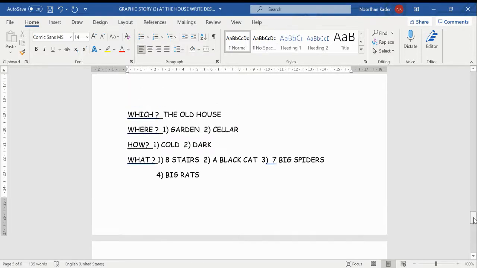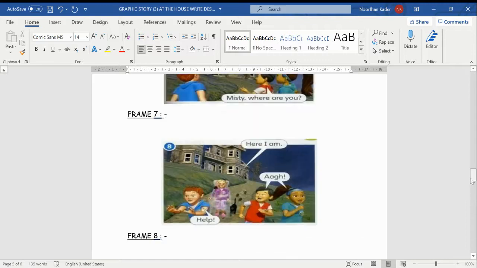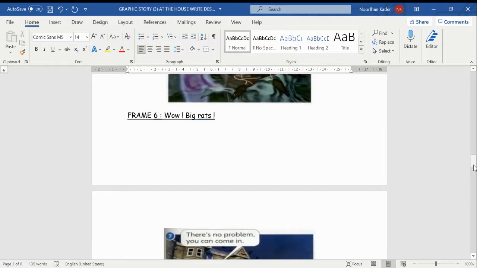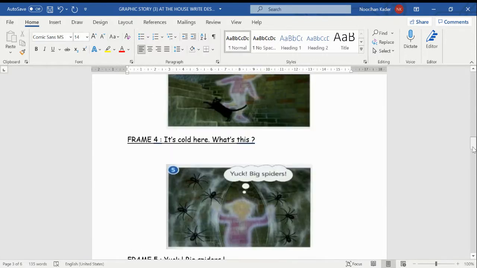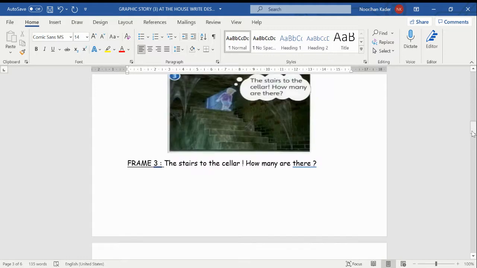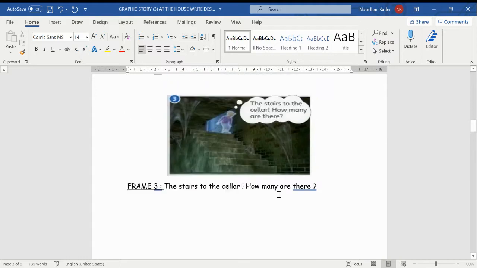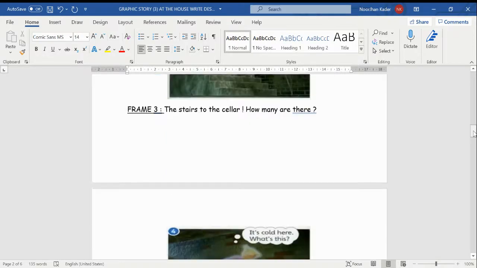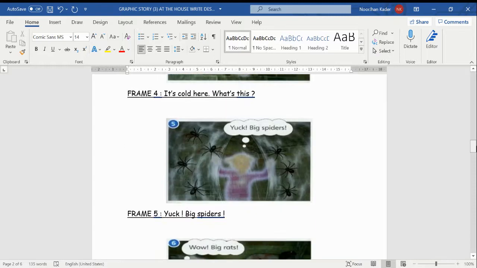Okay, anything else? Oh, I forgot something here. Just now, I did not finish up the big rats. But never mind, let's finish this first. What else can you see here? How does it look? How does the cellar look? Cold and dark. Okay, here it's cold. Then you can see it's dark. Here you can see it's dark.